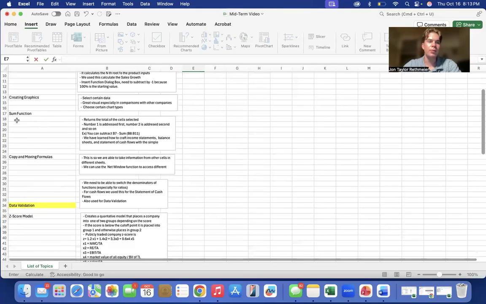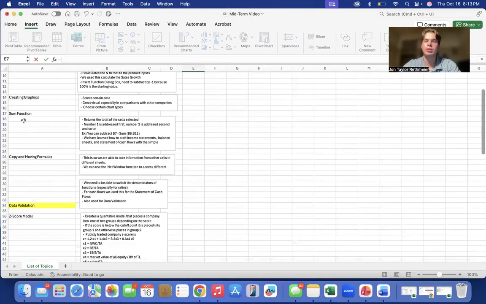And then we also use the SUM function. We use this a lot when we're creating income statements, balance sheets, etc. It returns the total of the cells selected. The first number is addressed first, then the second, and so on. And an example of this is you can subtract B7 from the sum of B8 through B11, excuse me.